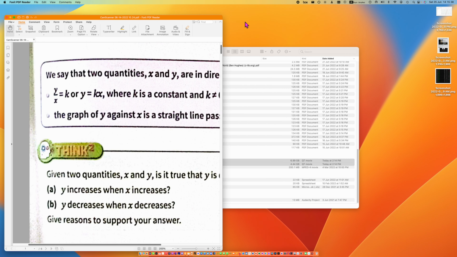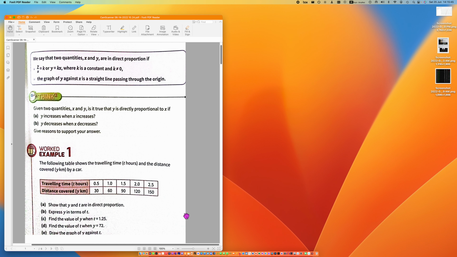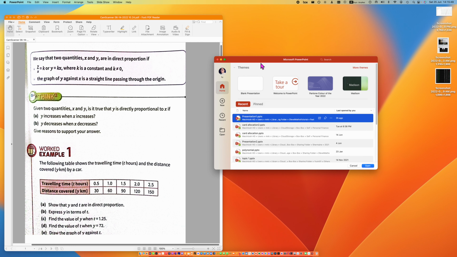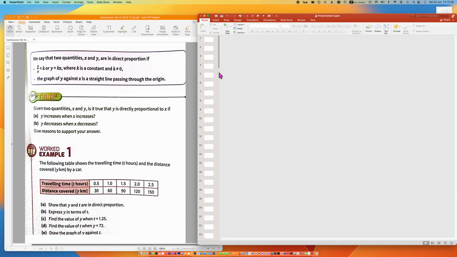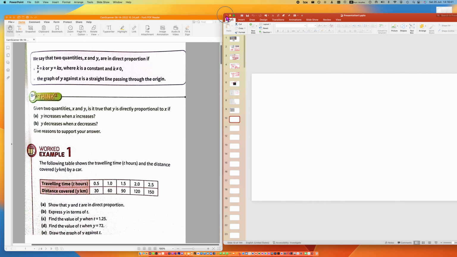What this topic is about? Quick one. You know means you know. You don't know. It's not so much about graph, but it's an extension of graph. Okay, it's an extension of graph. So if you read just over here, you give two quantities x and y.